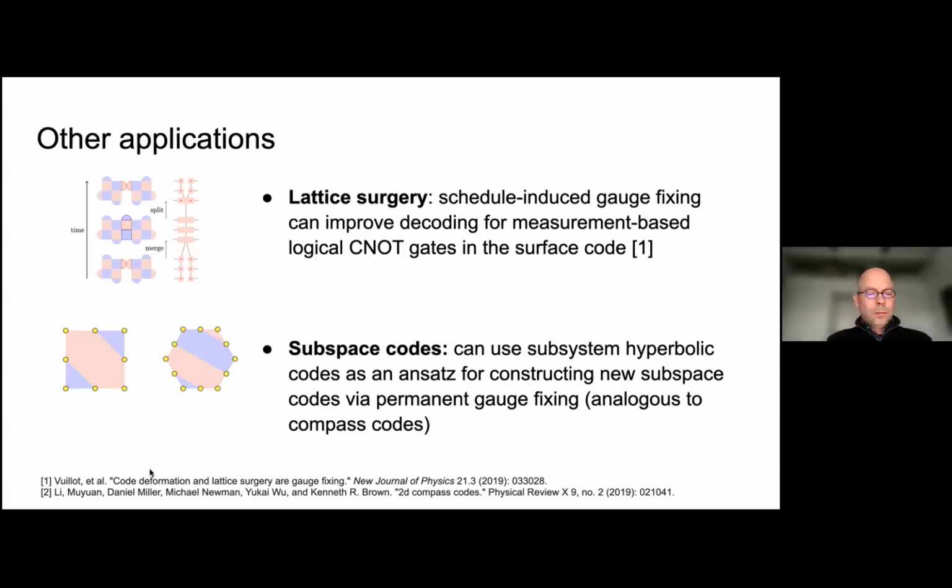So I'm just saying here that you can do exactly the same thing, but rather than with Bacon-Shor codes, you can apply the same thing to subsystem surface codes and subsystem hyperbolic codes. These subsystem codes can also be an ansatz to construct new types of subspace code that might be of interest. You could say the same thing about pretty much any subsystem code, but it's worth pointing out that these irregular tilings might be of use.